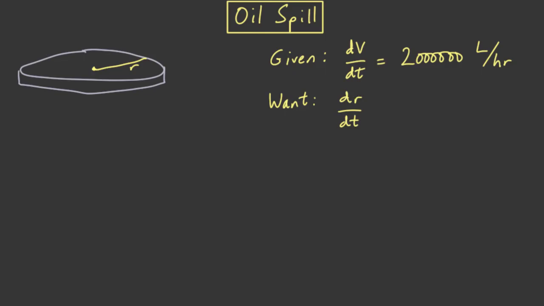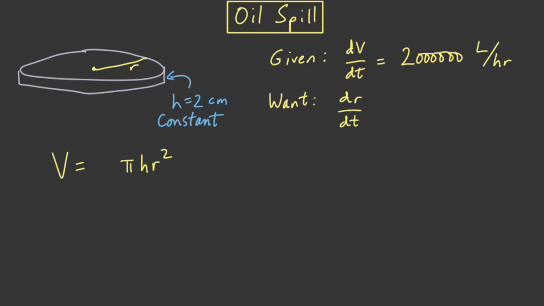This is an example of what's called a related rates problem. We're given one rate of change, and we're asked to find a related rate of change. dV/dt and dr/dt are related because V and r are related. V is always equal to pi h r squared. We also have that h equals 2 centimeters, and we're modeling that as a constant, so we can plug that value in whenever we want.